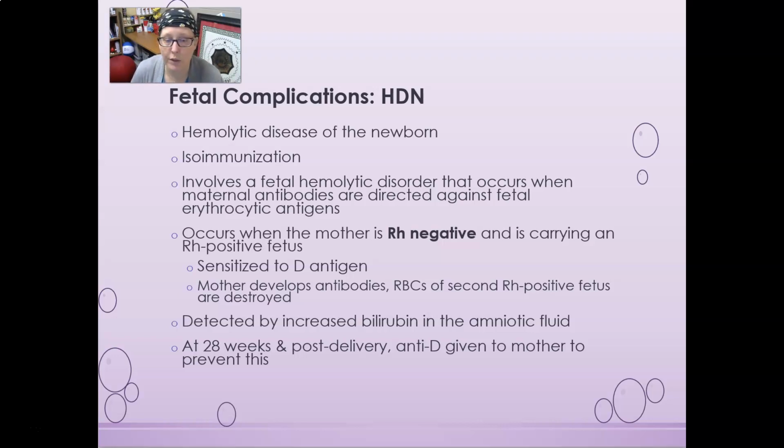Right, and one of the ways that we can prevent this is at 28 weeks and post-delivery. If mom is Rh negative, we can give her anti-D, which is the RhoGAM shot, and that is given to the mom to prevent this. So that prevents her from being sensitized to the D antigen. And so we would do that for every pregnancy. If she's Rh negative, you would automatically do that at 28 weeks. And then if she gives birth to an Rh positive baby, then you would definitely do it post-delivery.